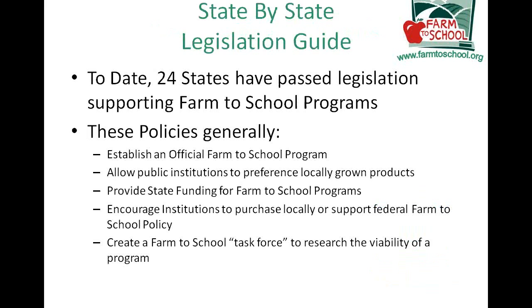Next, please. And then I mentioned we also do a little bit with state policy, and our biggest effort around state policy is trying to track it. To date, 24 states have passed legislation supporting farm-to-school programs, and I have the categories. These are very general. These policies generally establish an official farm-to-school program recognized by the state, or create a task force where it gets a group of people, almost like a food policy council sort of situation, around the table to start researching the viability of a program or to take the program to the next level.